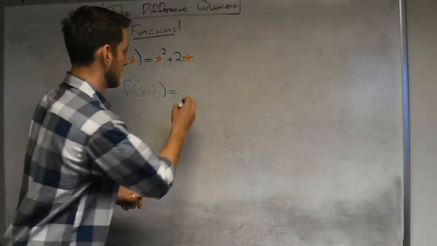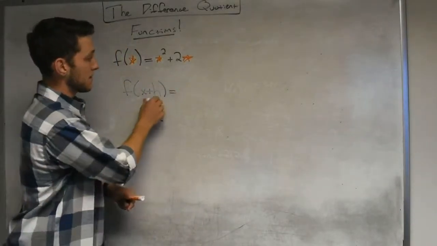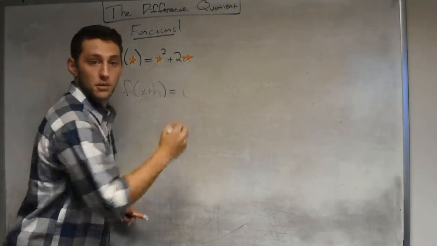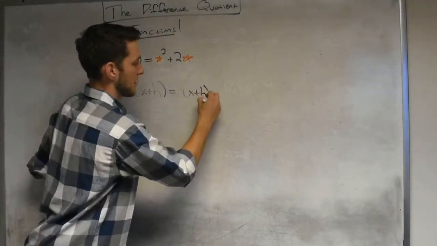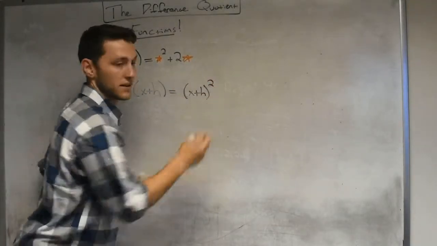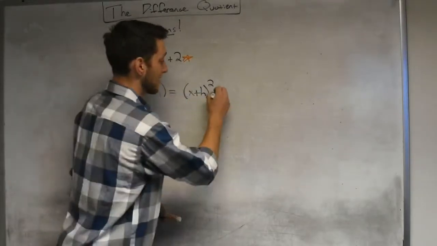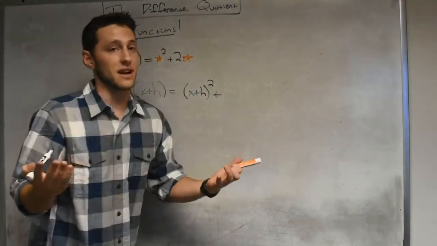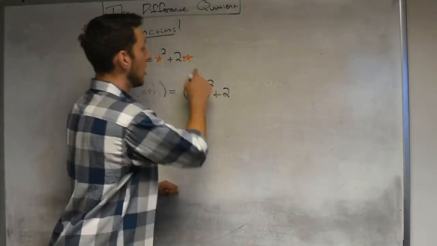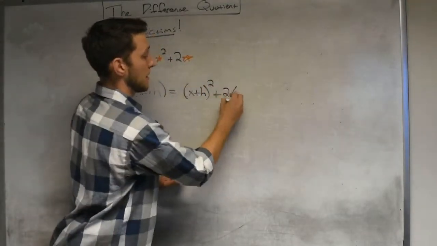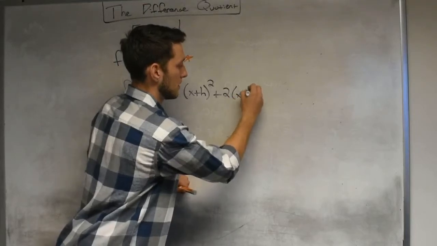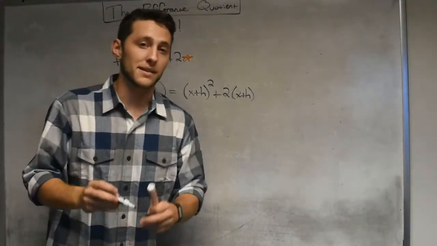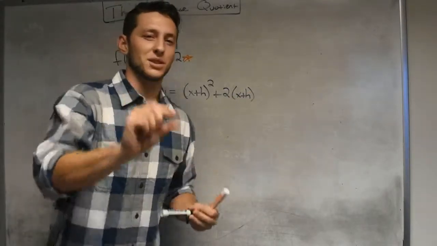Let's do it. So, x plus h is on the inside, put that where the star is. X plus h squared plus 2, that stuff's not changing. Oh, another star, copy paste x plus h. From there we go ahead and simplify. We'll save that for just a little bit.